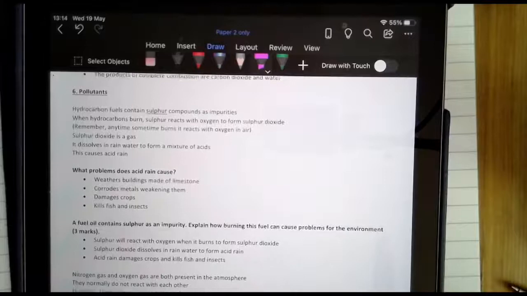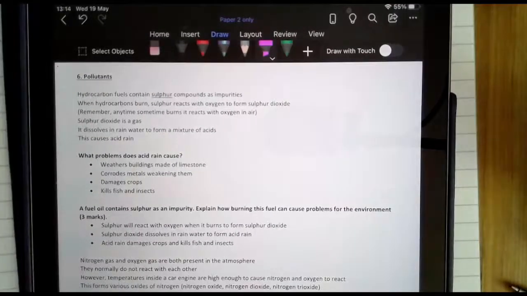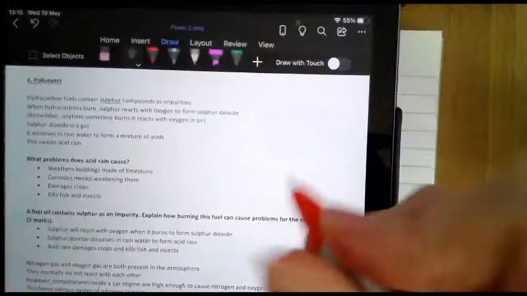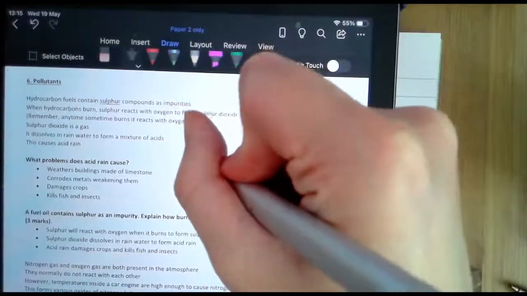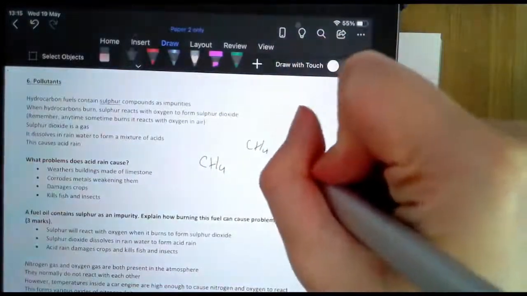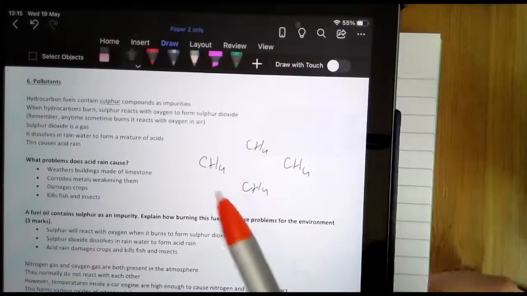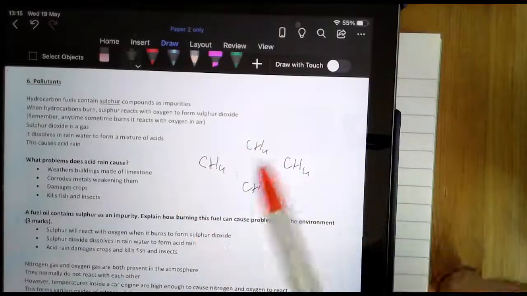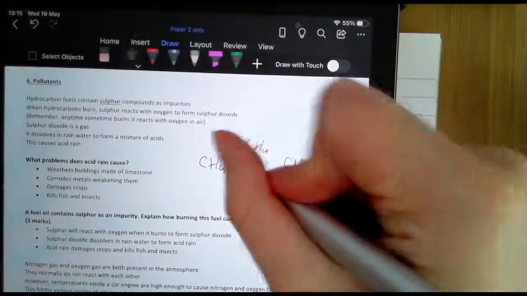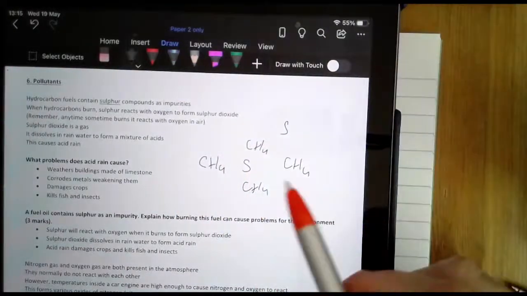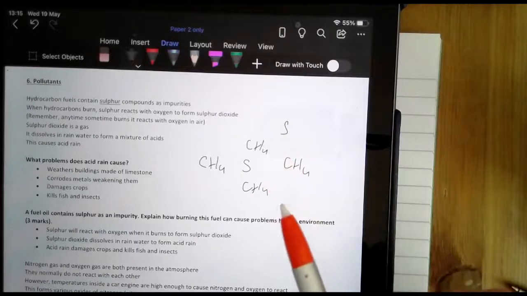The other thing is when you're burning your hydrocarbon fuels, and we said hydrocarbon fuel, if it's a hydrocarbon, it contains carbon and hydrogen only, but you can have some sulfur impurity. So what I mean by sulfur impurity, so you're going to have your hydrocarbons, so let's just say you've got methane, and you've got lots of CH4 molecules. So these are all hydrocarbons because they have carbon and hydrogen only, but within your methane gas, you might have some sulfur. Okay, it's not bonded onto your hydrocarbon, it's just mixed in with it as an impurity.